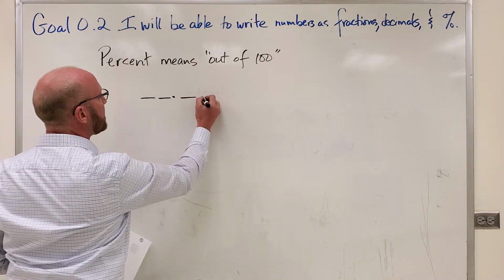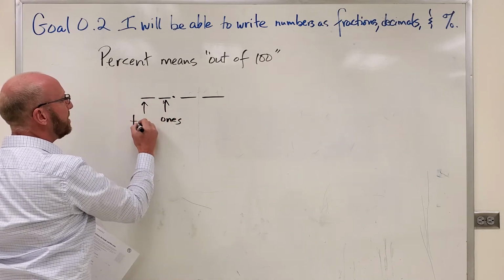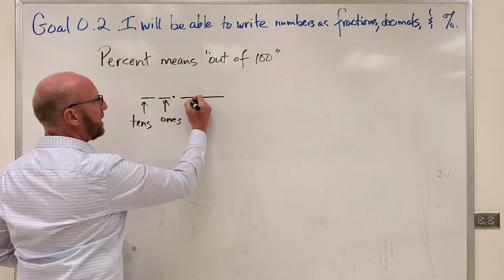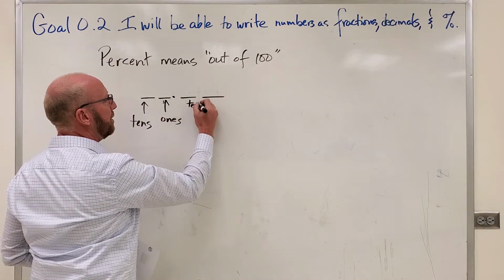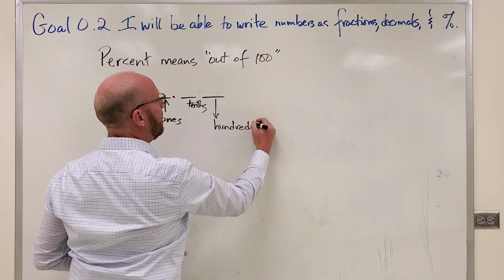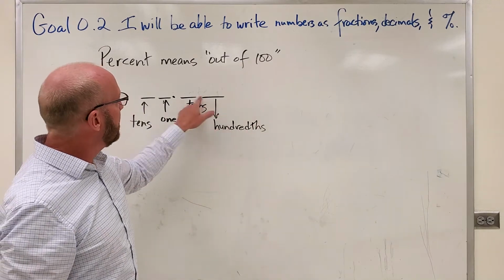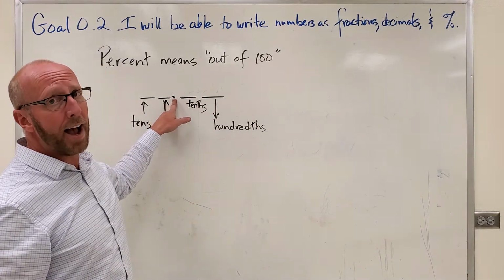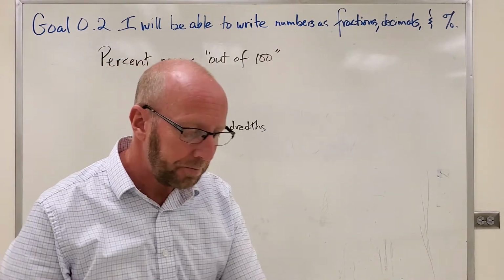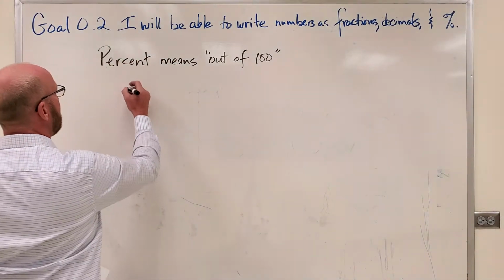So in our decimal system, this right here is the ones. This right here is tens. In our decimal system, everything is by tens. So this right here is tenths. And this right here is hundredths, the hundredths place. So hundredths is 2 decimal places after the decimal point. So tenths, hundredths. Hundredths means 2 decimal places.